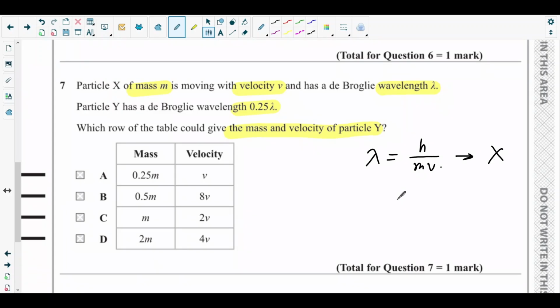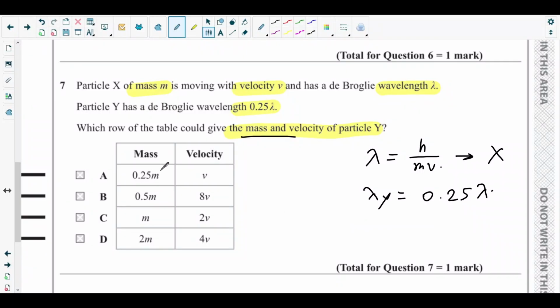And for particle Y, let's say lambda y, the particle Y has a de Broglie wavelength of 0.25 lambda. If you consider 0.25 lambda, now we have to find out the mass and velocity of the particle Y. So 0.25 lambda, look.